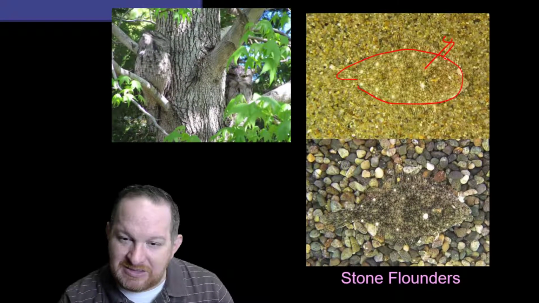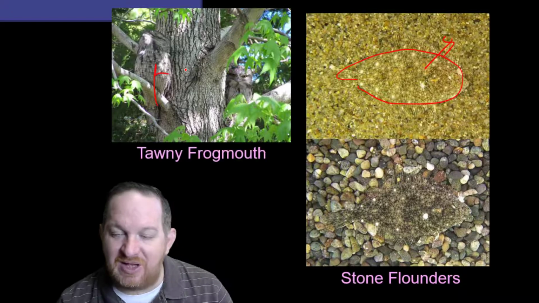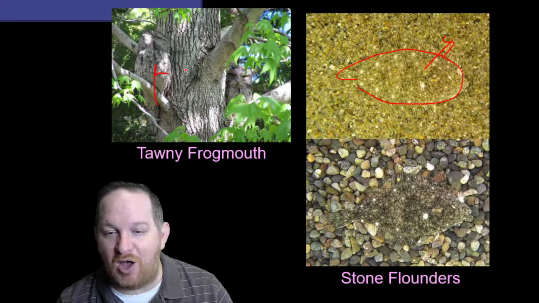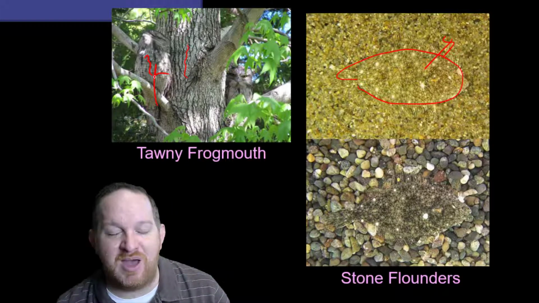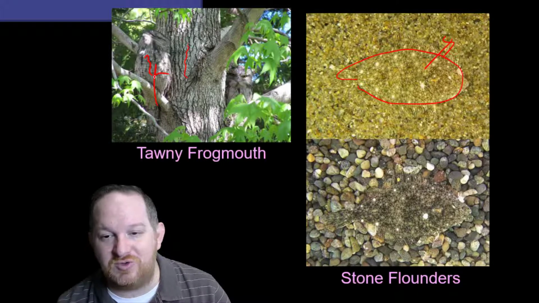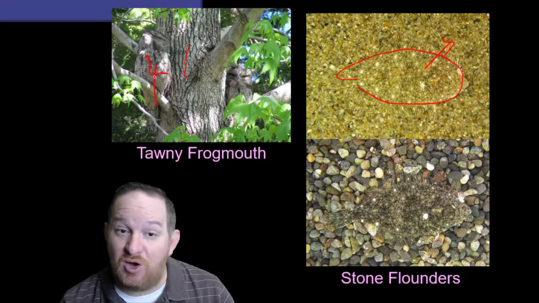Can you tell what that is? That's a fascinating bird called the tawny frogmouth. And if you look, notice that the pattern of the tree really matches the pattern of the tawny frogmouth. Really, really interesting. So you might not even notice that that's there.